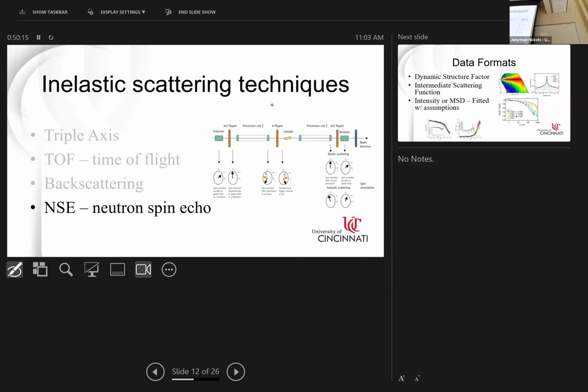If it's a slow motion, the momentum transfer is very small. It's hard to detect that change in velocity. So you need to use the more delicate techniques like backscattering or spin echo.